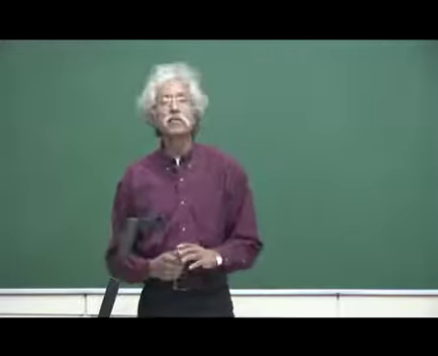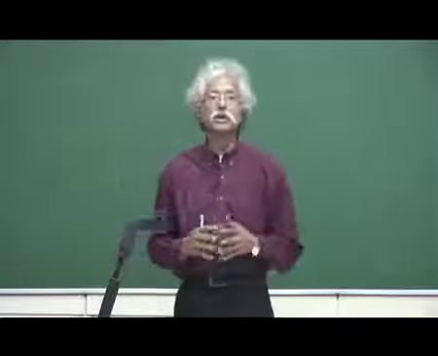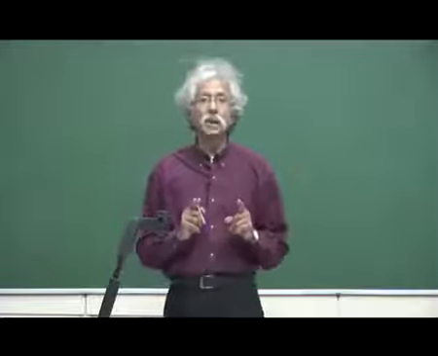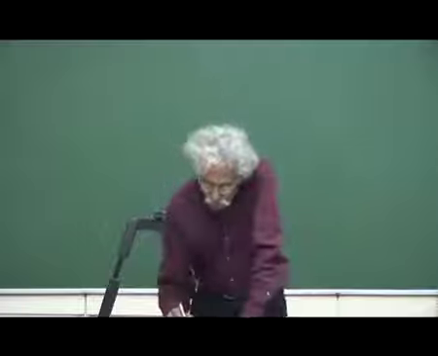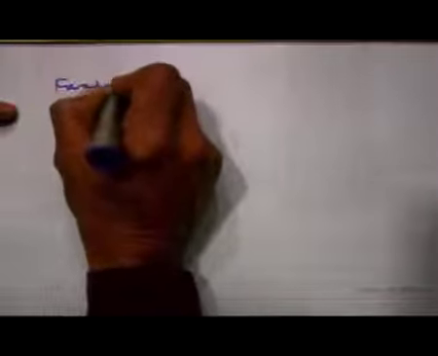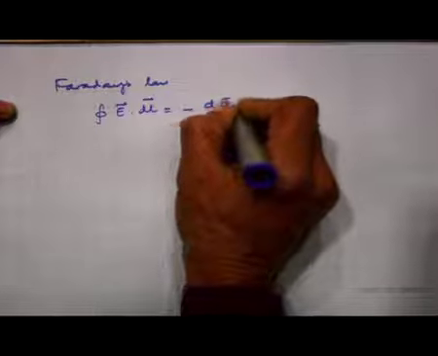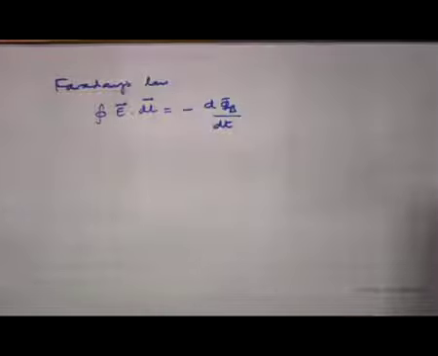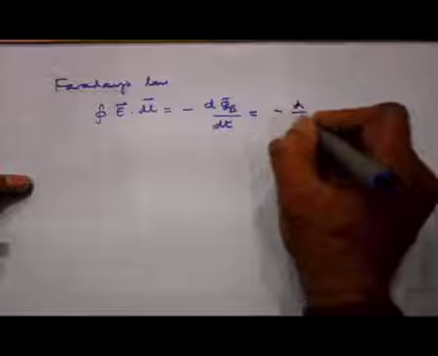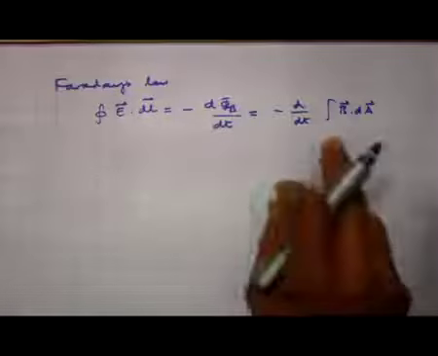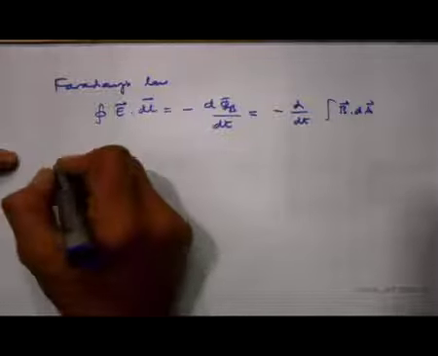Now, let us recall, we have now discussed almost all the basic requirements in electromagnetism. Before we move on, I just want to recall Faraday's law of induction and Ampere's law. In Faraday's law, we obtain this equation: integral E dot dl is equal to minus d phi B by dt, the rate of change of magnetic flux, which is equal to minus d by dt of integral B dot dA. Time rate of change of magnetic flux leads to an electric field. Modified Ampere's law.